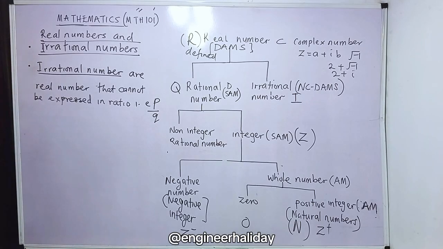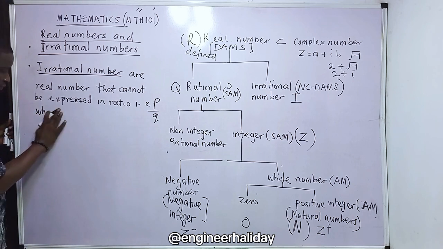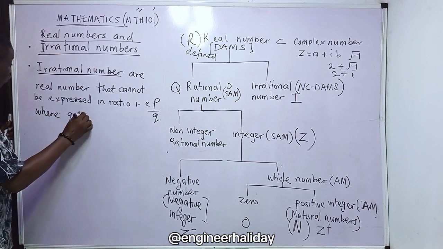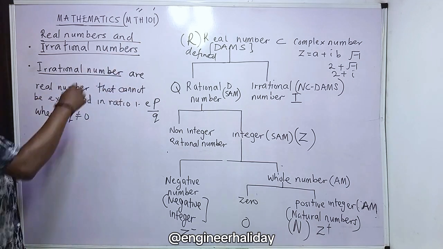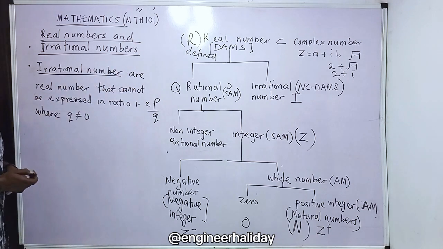Now please don't forget P is an integer, Q is an integer, but Q must not be equal to what? 0. Even if it is an irrational number, Q must not be equal to 0, because if it is equal to 0, then it is leaving the boundary of real number, because all real numbers are defined numbers.